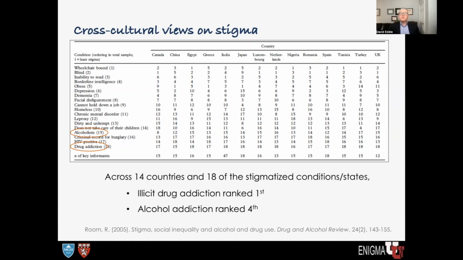And they asked them to rank the social desirability of individuals with a range of different problems. And 1 is least stigmatized and 18 is most stigmatized. And you can see the drug addiction and alcoholism, as they refer to it here. We don't use that anymore, but that's the language we were using in 2005. Both really, the drug addiction is number 1 and alcohol use disorder is number 4. So highly stigmatized conditions. And why does this matter?